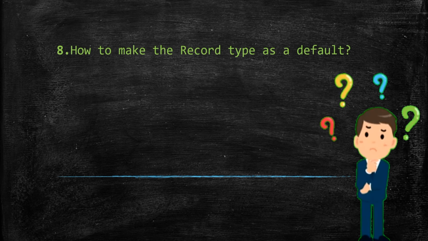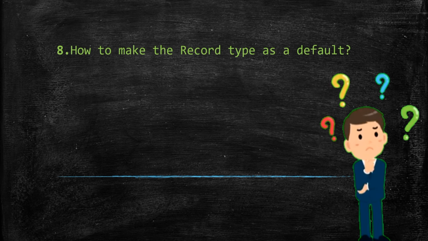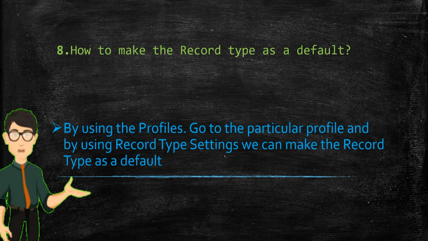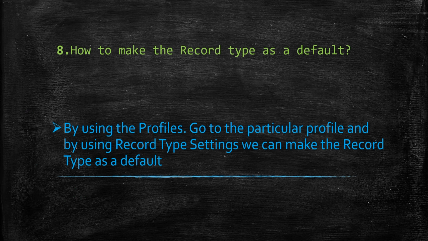Question number 8 is how to make the record type as default. So here the solution is, by using the profile, go to the particular profile, and by using record type settings we can make the record type as default. You can change it like this.